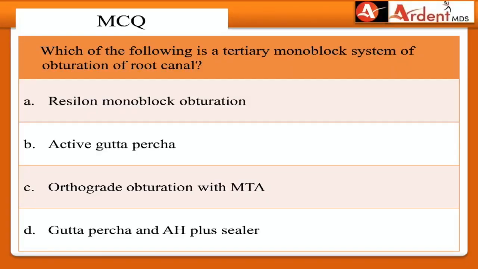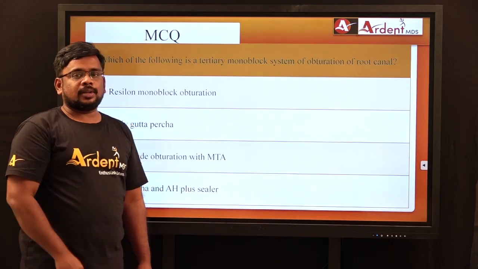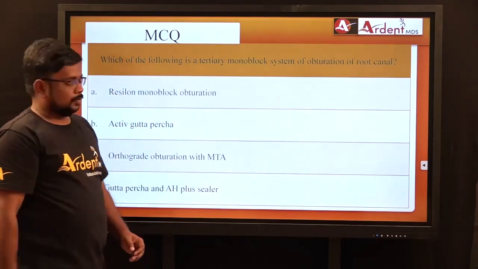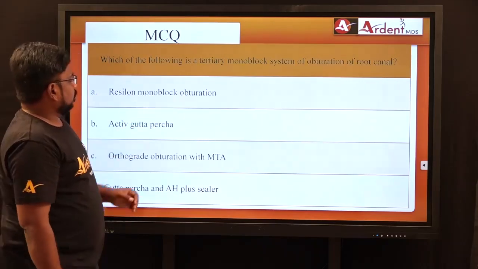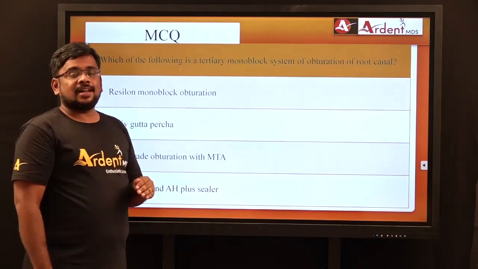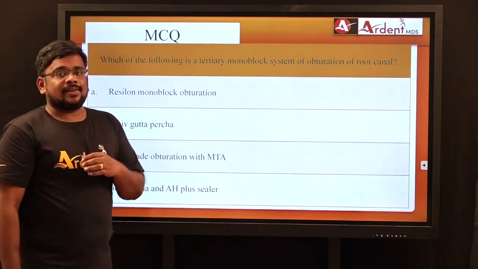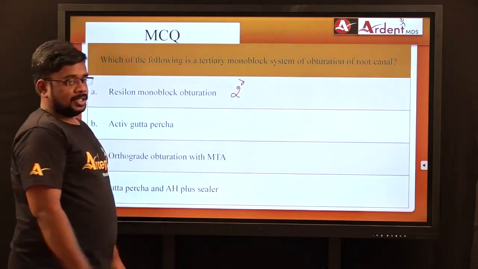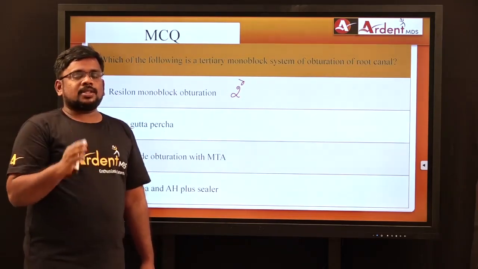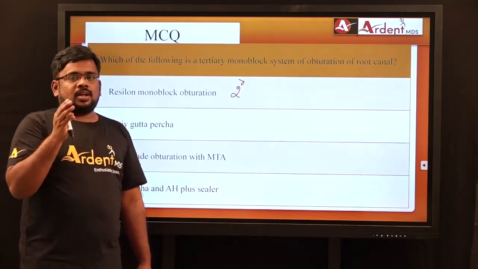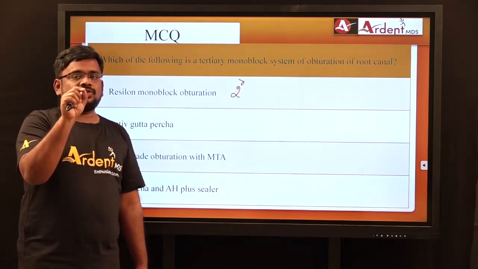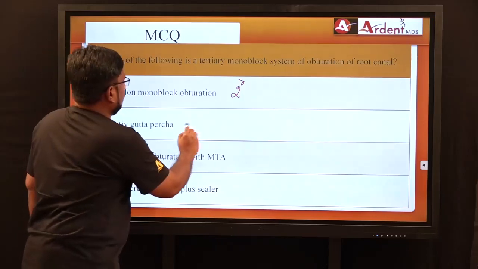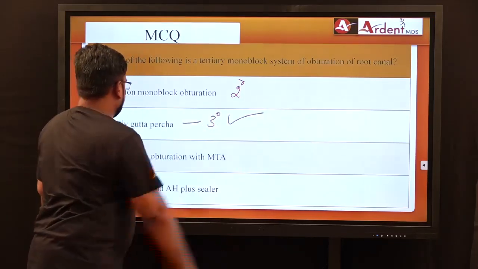Let's see some multiple choice questions they may ask you in this particular topic. Which of the following is a tertiary monoblock system of obturation of root canal? We'll go through them one by one. Resilon monoblock. Resilon is always used with a sealer called Epiphany. So Resilon belongs to the secondary monoblock concept. Active Gutta-Percha. Active Gutta-Percha is GP which is coated with GIC. So we have an interface between the GP and GIC, and between the GIC and sealer, and the root canal wall. So this is a tertiary monoblock. So this is the answer for this question.